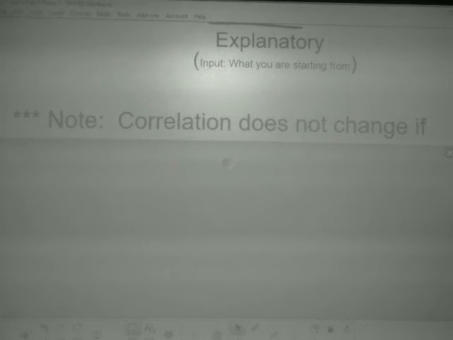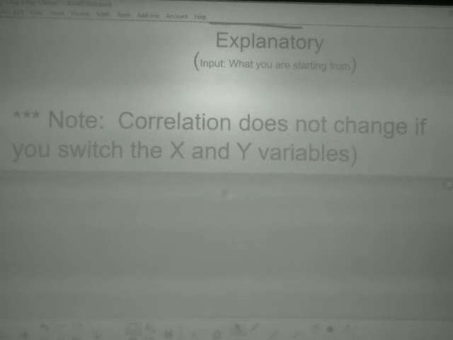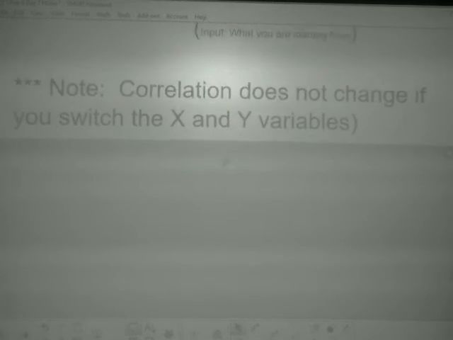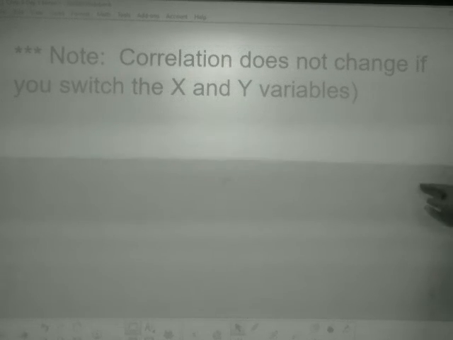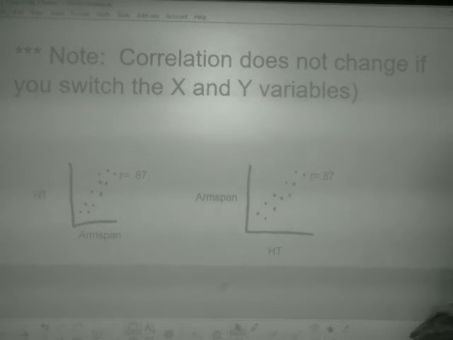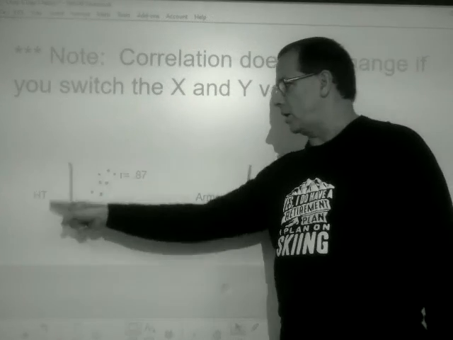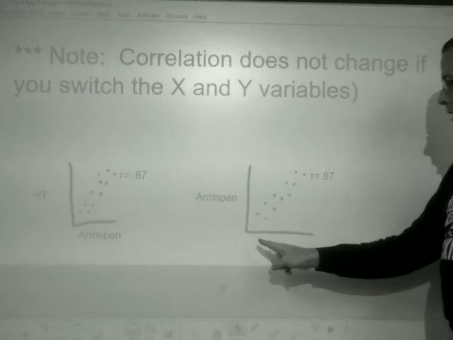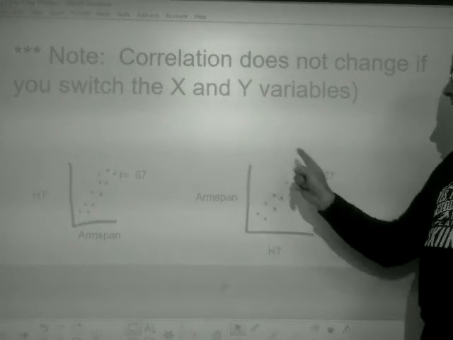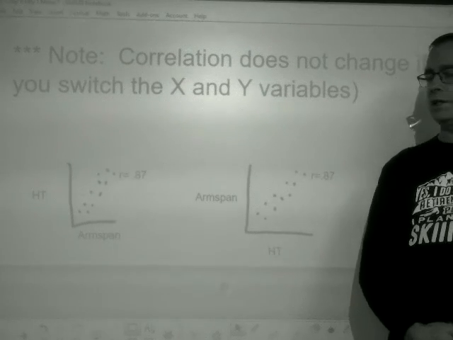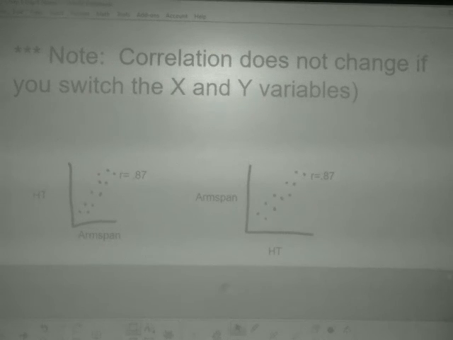A couple things to note though. Correlation does not change if you switch the x and y variables around. Okay, so changing the x and y. So in other words, whether I go arm span on the x, height on the y, or height on the x or arm span on the y, you'll get the same exact correlation. It does not change. Switching x and y will not change correlation.